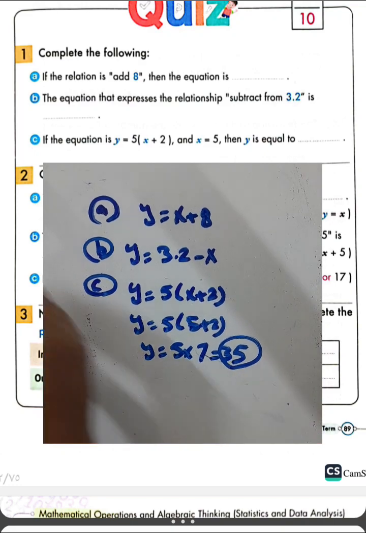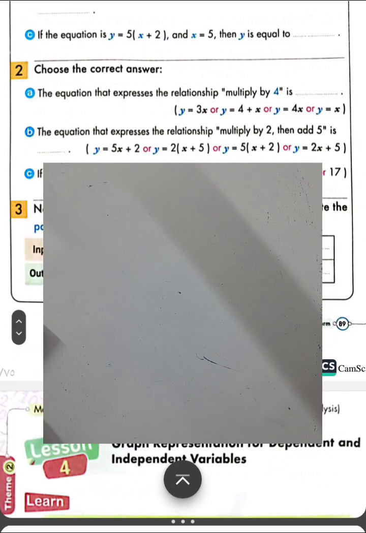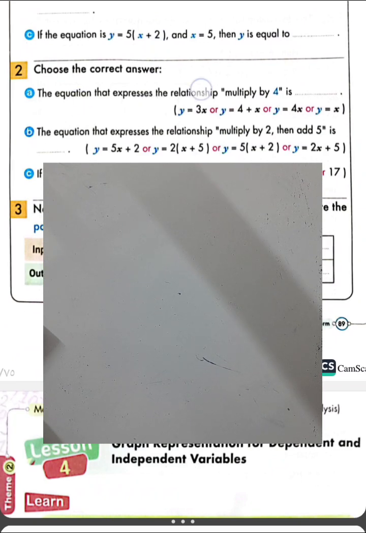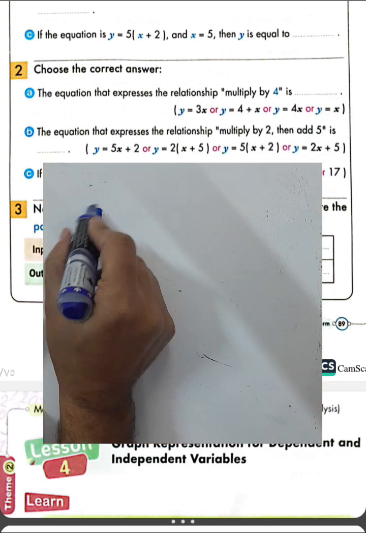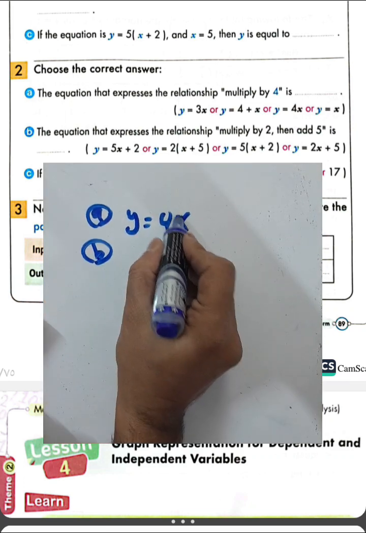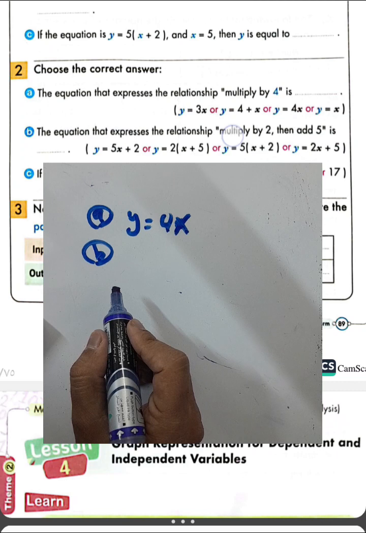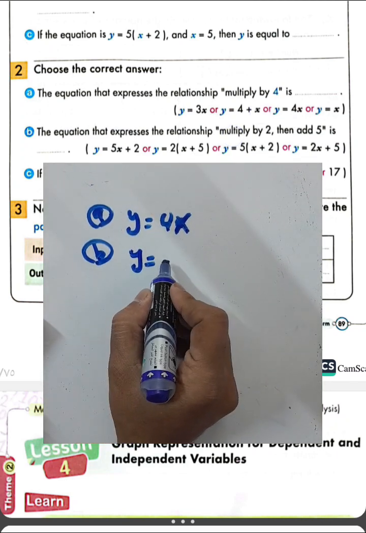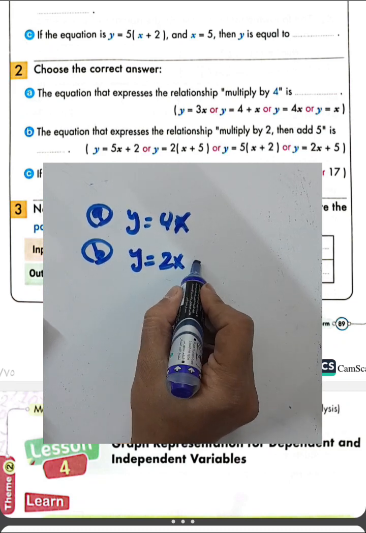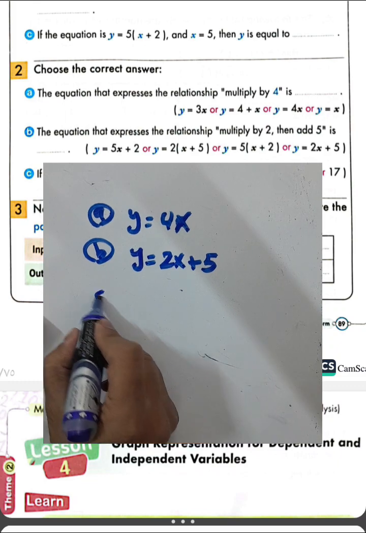Question number 2. Choose the correct answer. The equation that expresses the relation multiply by 4 is y equals 4x. Letter A, y equals 4x. Letter B. The equation that expresses the relationship multiply by 2, then add 5: y equals 2x plus 5.